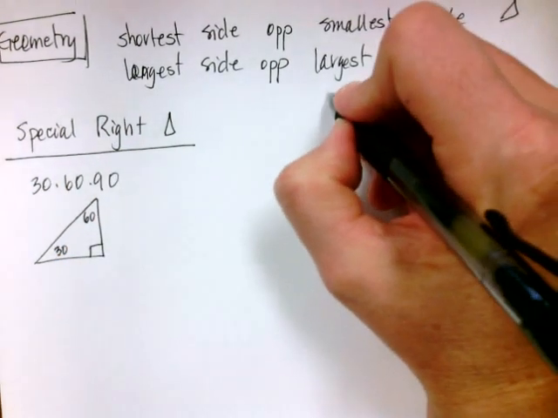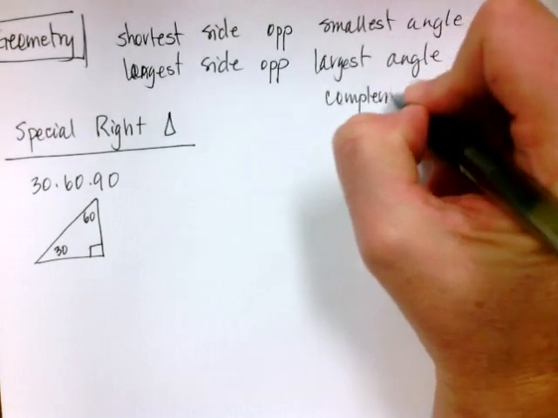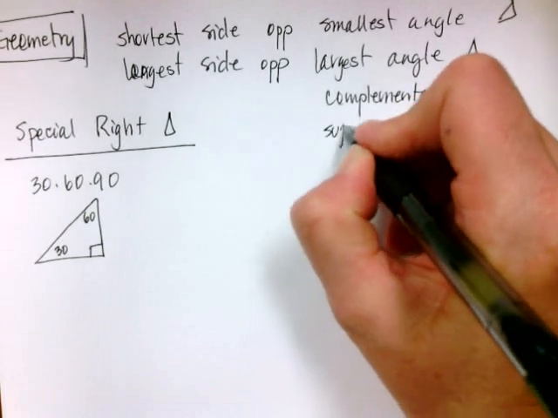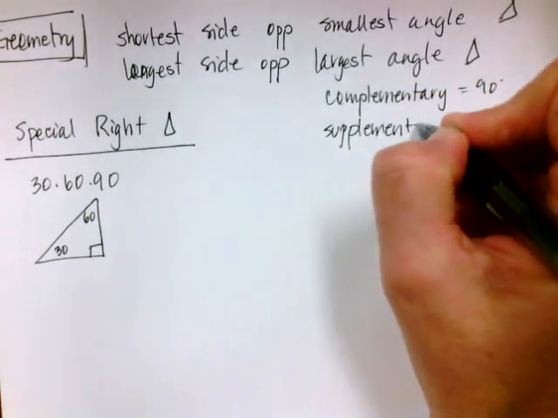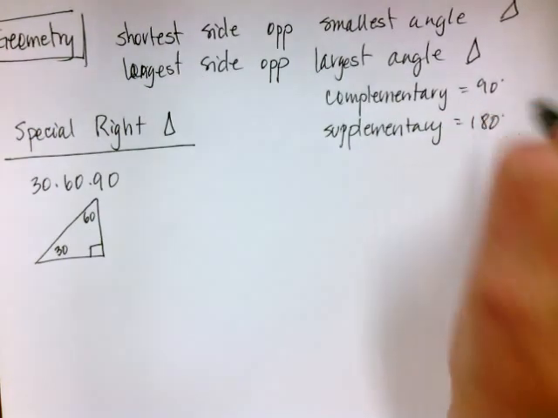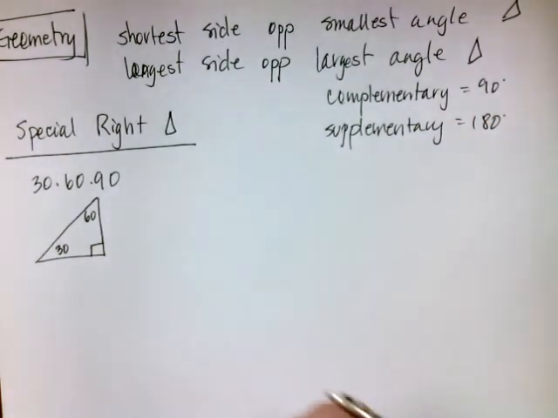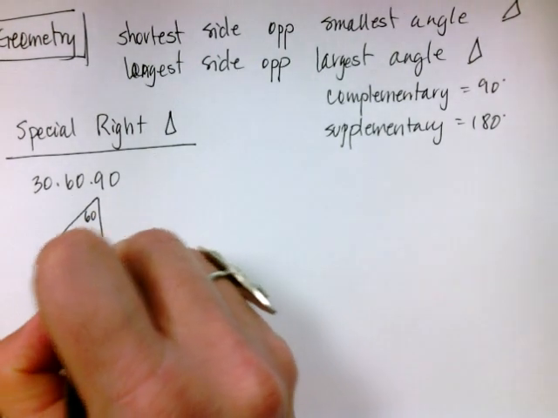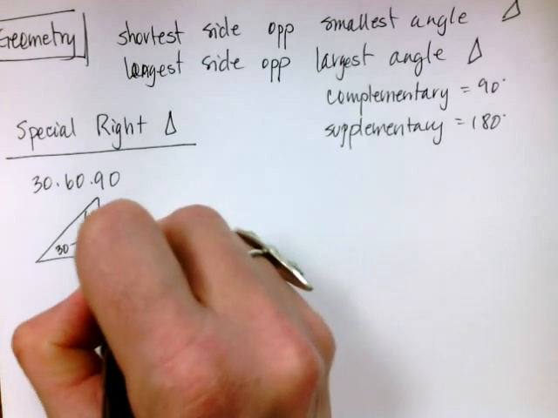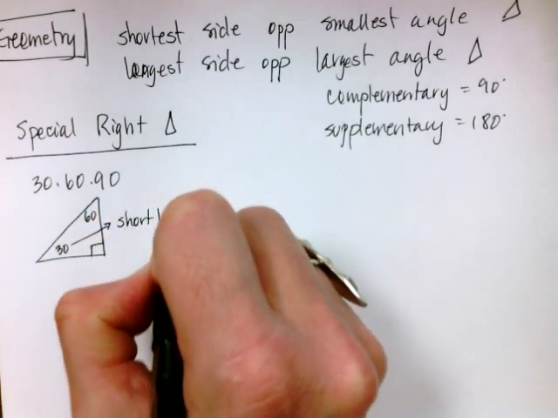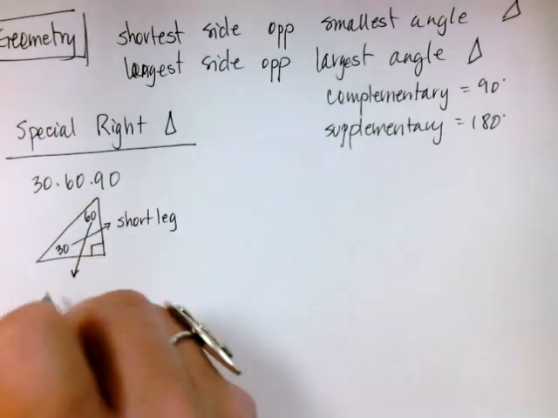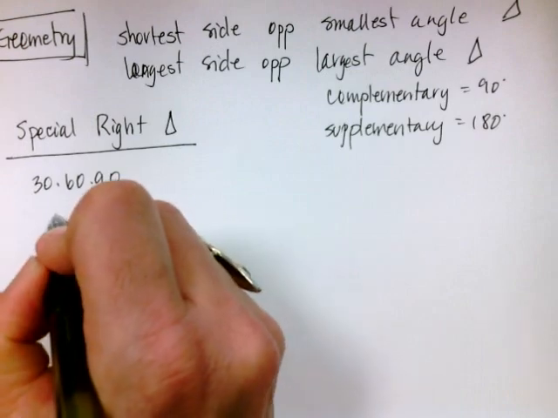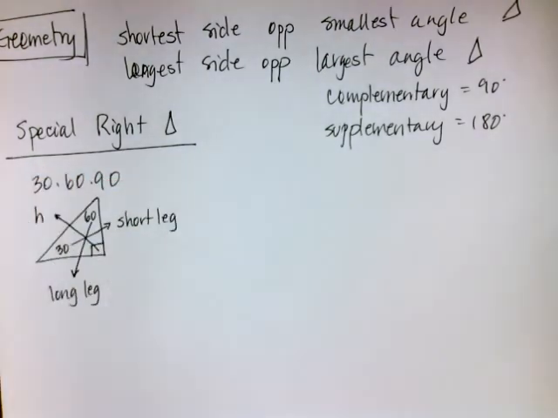Also remember a couple of words from geometry. Complementary means 90 degrees, and supplementary, those are long words, means 180 degrees. Okay? All right. In a 30, 60, 90, it doesn't matter where the 30 and the 60 are. Opposite the 30, because it's the smallest angle, is going to be what I call the short leg. Okay? Opposite the 60 is the long leg, and then always opposite the right angle is going to be the hypotenuse.